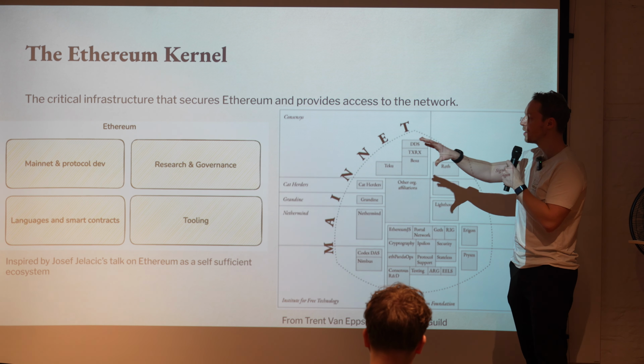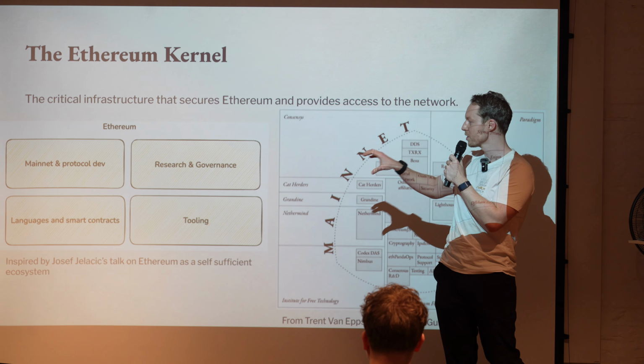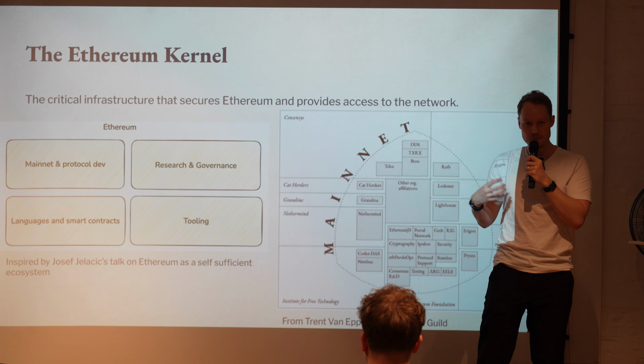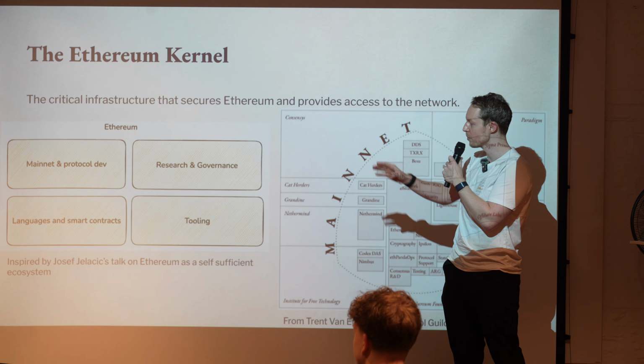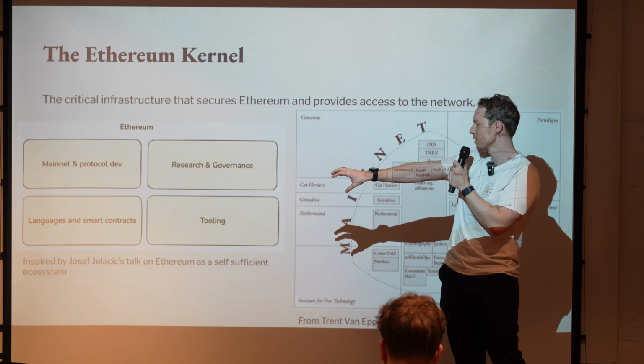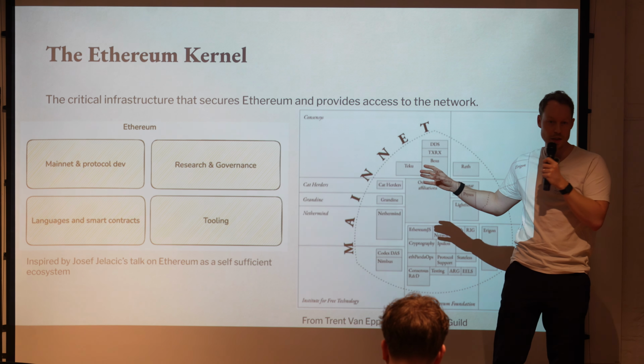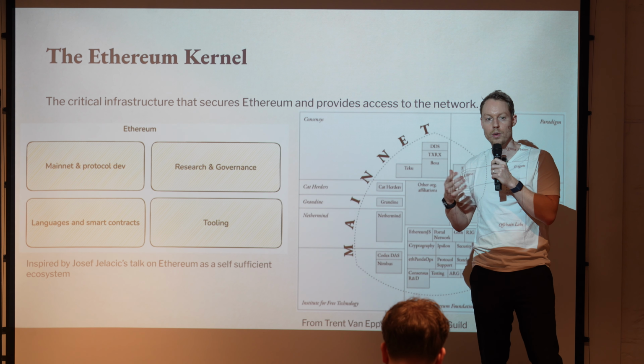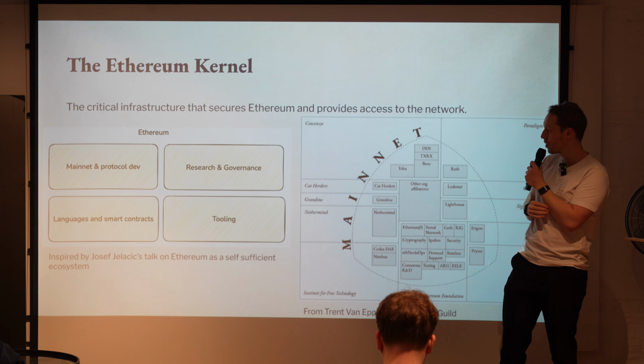And here he defined four quadrants of the Ethereum network and its critical functions: mainnet and protocol dev being one, research and governance, languages and smart contracts, and tooling. And I think that's also a good way of thinking about what some of the important elements of Ethereum are.